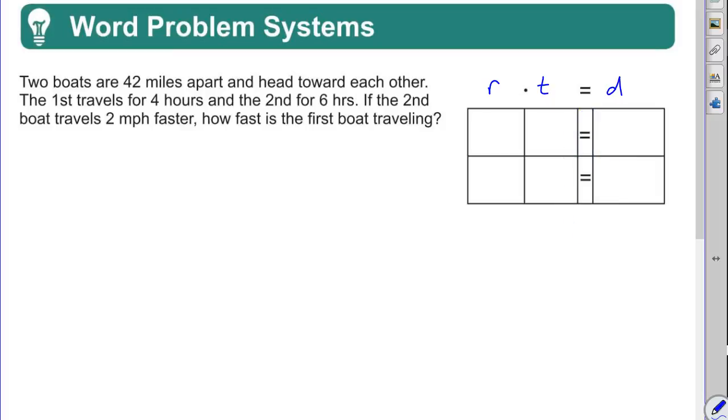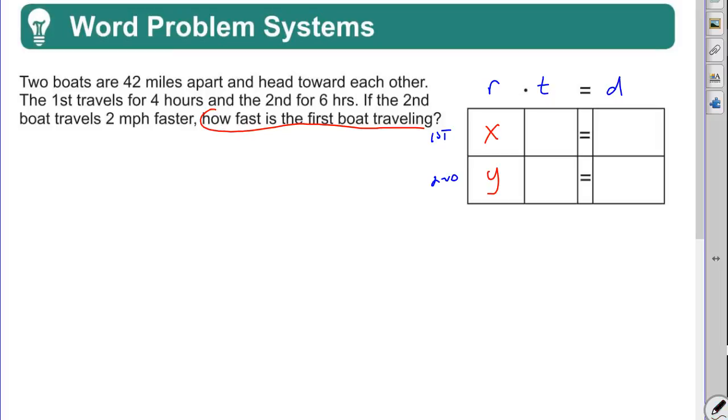Okay, let's label our columns. Not a whole lot to go on. All I have is the first boat and the second boat. I teach my students to fill in the variable column first. If the second boat travels 2 miles an hour faster, how fast is the first boat traveling? What's the variable? The speed of the first boat. And because this is a system, the second boat will be y, x and y. You can do it another way, but we're doing this as a system.